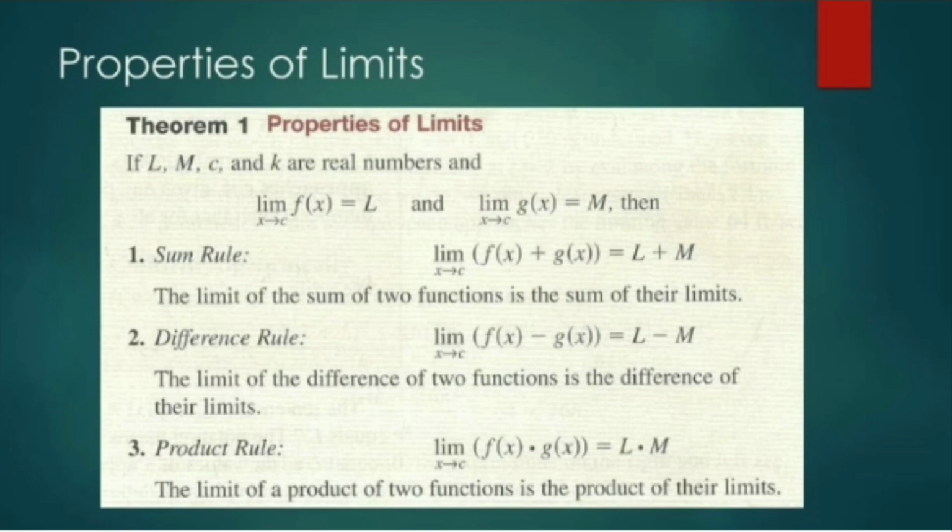There are properties of limits. Number 1, sum rule. The limit of the sum of two functions is the sum of their limits. Number 2, difference rule. The limit of the difference of two functions is the difference of their limits. Number 3, the product rule. The limit of a product of two functions is the product of their limits.